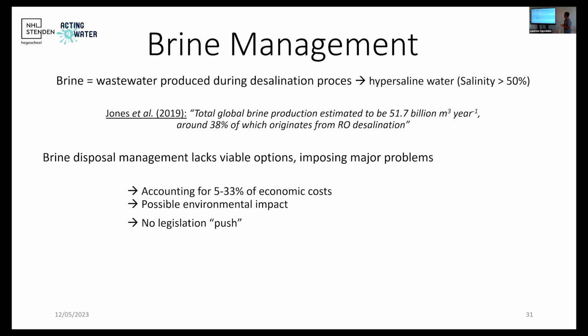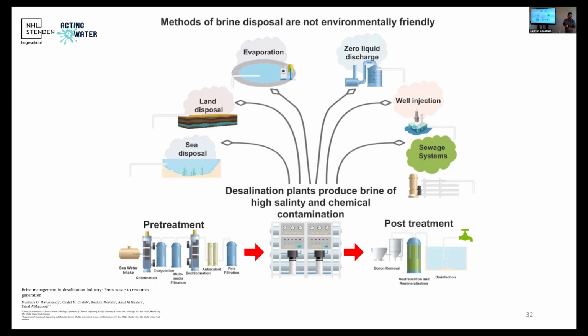Brine disposal management lacks viable options. It has different options, but imposes major problems. We will go through the different options, and it accounts for 5 to 32% of economic costs, with possible environmental impact, and there is currently no legislation push. Officially, there is no legislation which obliges the companies to actually do something about the brine. The most used solution is actually back discharge.